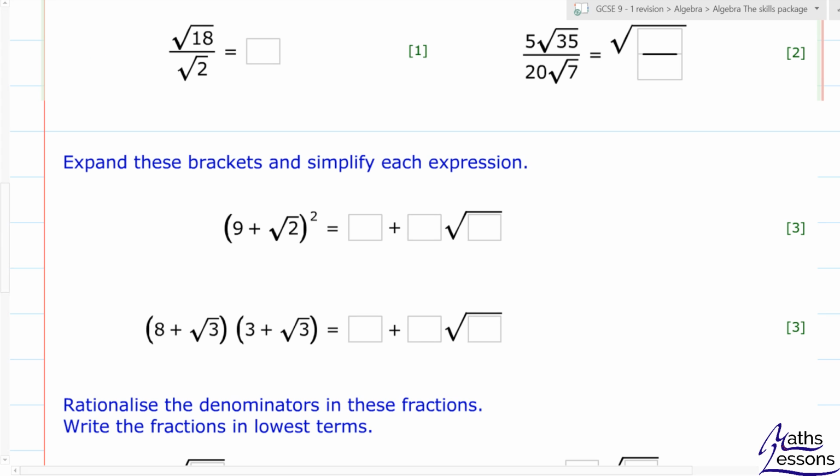This one, this one, this one, this one. I'll give you 2 minutes to see how many of those you can get through. Don't worry if you can't get through them all. If you know your stuff, you should be able to do all of those in 2 minutes.